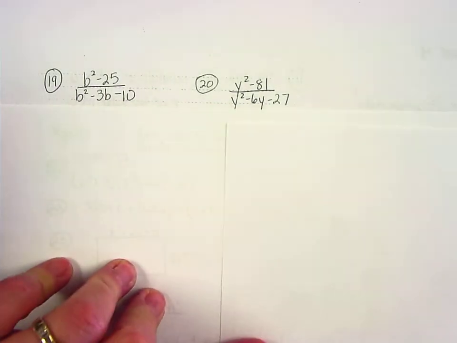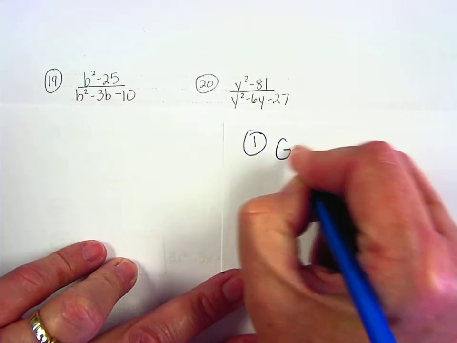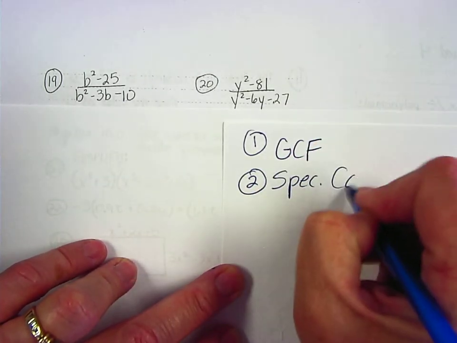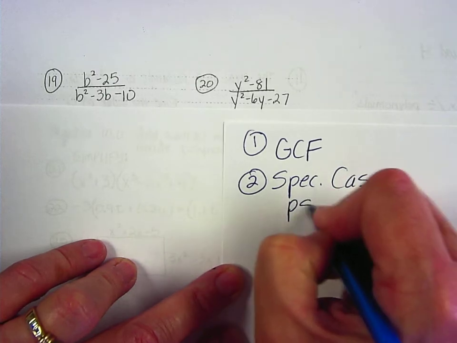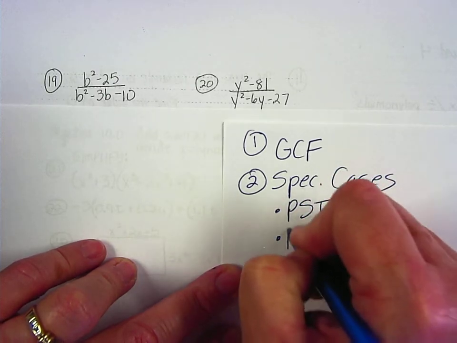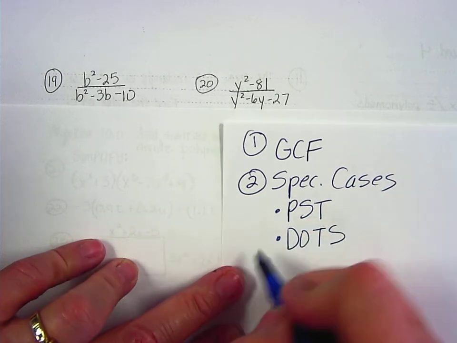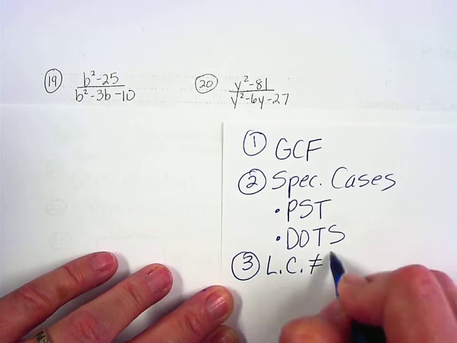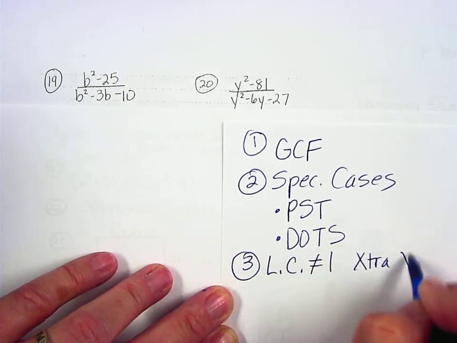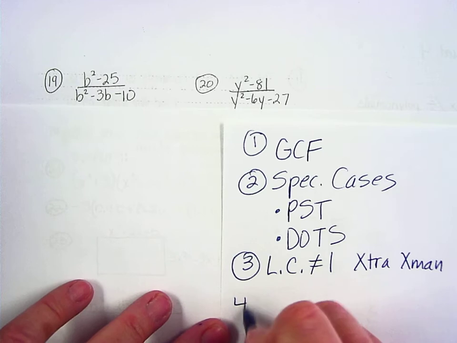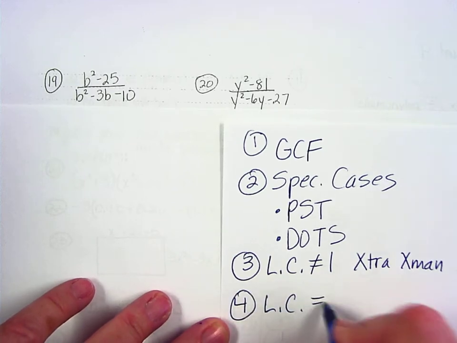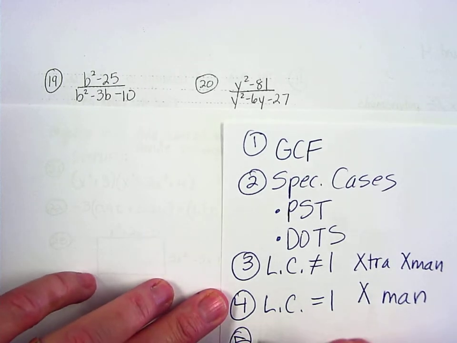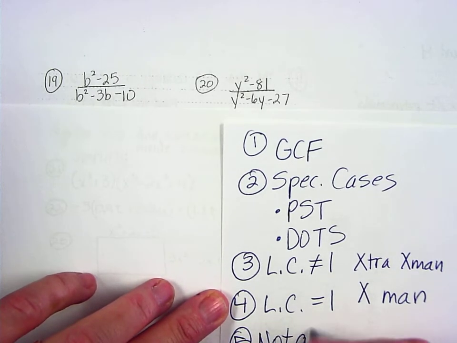Menu, GCF, special cases. Special cases are PST and dots. Number 3 is if the leading coefficient does not equal 1, we do extra X-man. Number 4, if the leading coefficient does equal 1, we do plain old X-man. And number 5, not all polynomials can be factored.